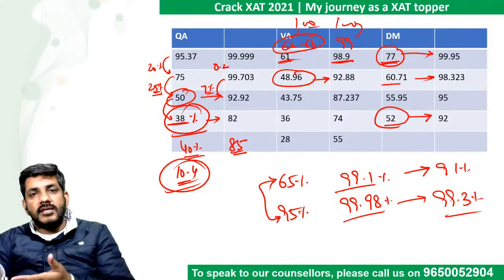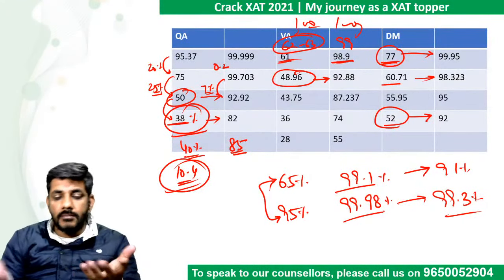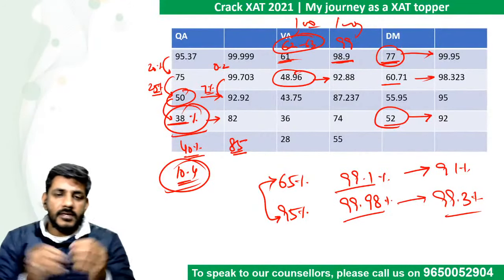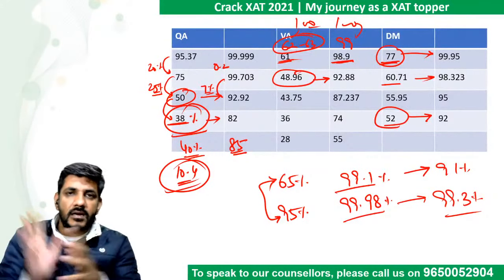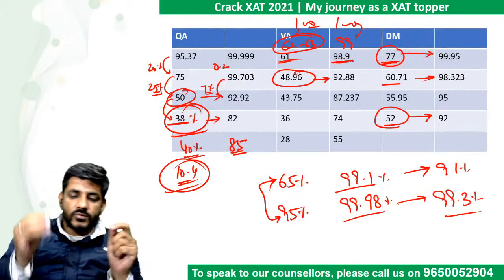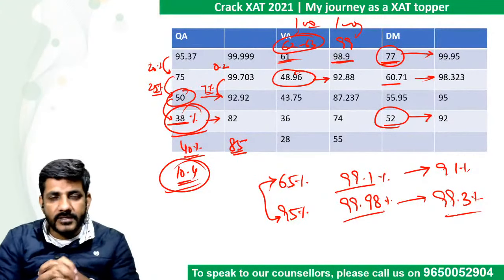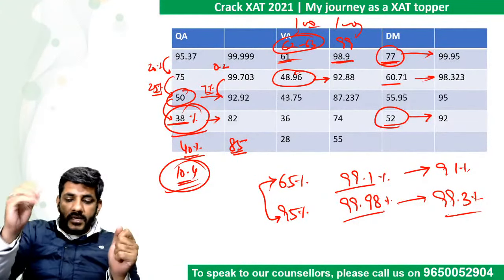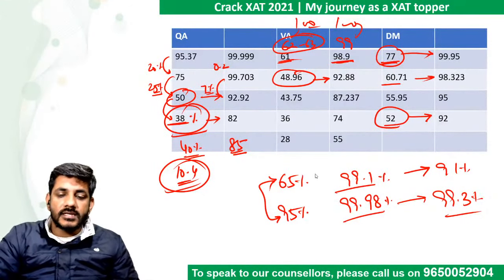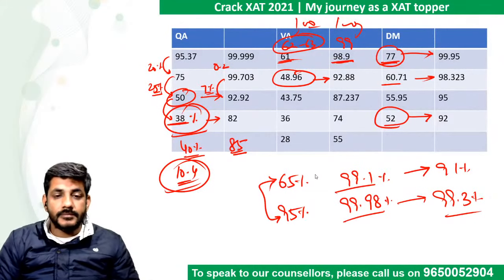So in decision making with 21 questions, do 10-11 and you are above 90 for sure. In verbal ability with 26 questions, do above 13 and you are definitely above 92-93. In quantitative ability with 26 questions, do above 13 and you are definitely above 92-93. Still, I would say pick up your strong area and score well over there. This is the simple logic that I would say you all should adopt.